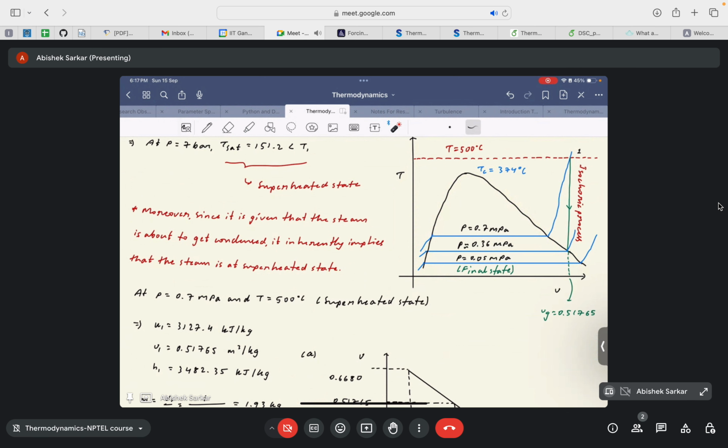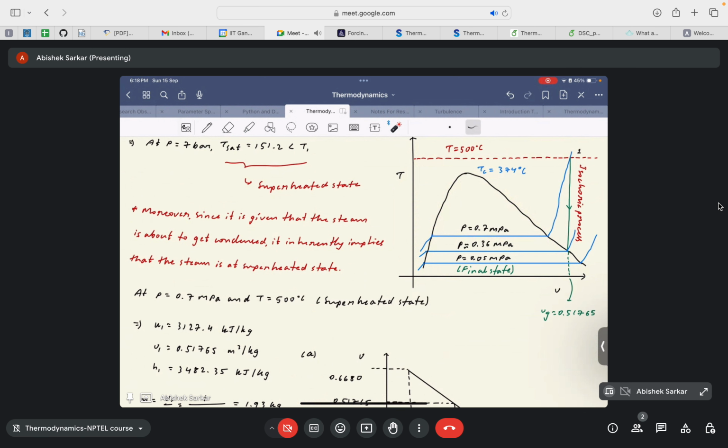Okay, and the temperature that we have in our hand is 500 degrees Celsius. So it is well beyond the critical temperature. So we can label the 500 degrees Celsius isotherm as this, and the isobar for P equals 0.7 megapascal is drawn here. The intersection between the isobar of 0.7 megapascal and the isotherm of 500 degrees Celsius denotes our initial state, of P equal to 0.7 megapascal and T equal to 500 degrees Celsius.